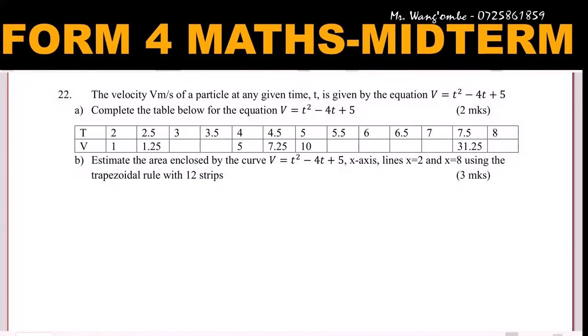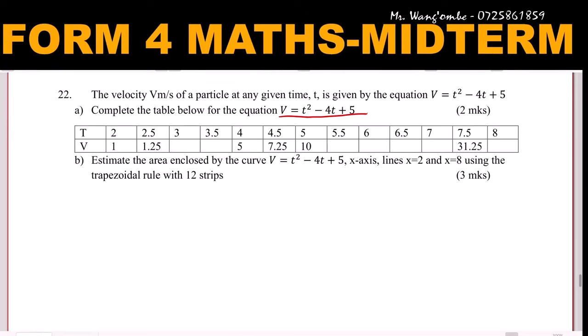Question 22. The velocity v meters per second of a particle at any given time t is given by the equation v is equal to t squared minus 4t plus 5. Part A, complete the table below for the equation v is equal to t squared minus 4t plus 5, 2 marks. The table is there for t and v values. You're supposed to complete it and get 2 marks. This is straightforward, since you just need to use the calculator using this equation to fill. So you simply need to take the values of t and substitute in this equation of v.